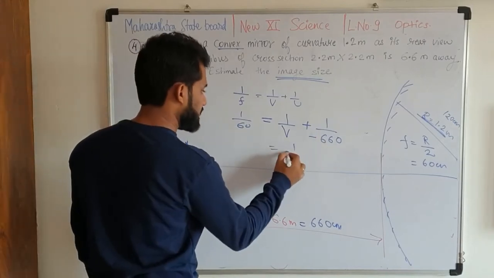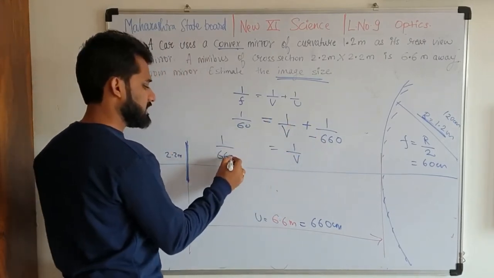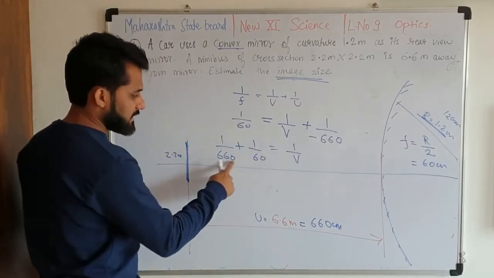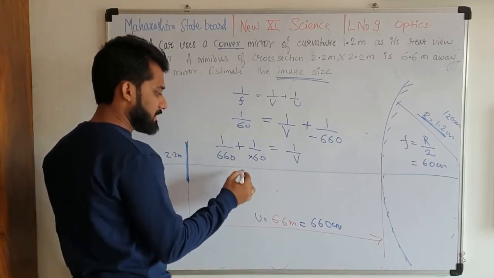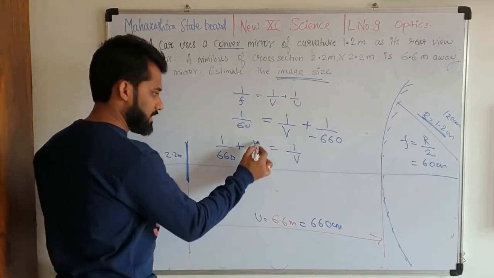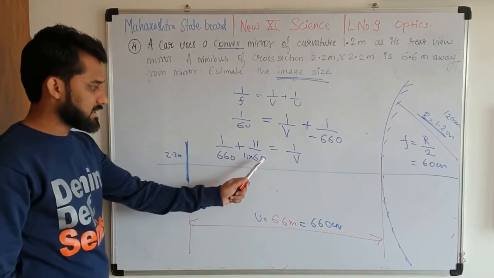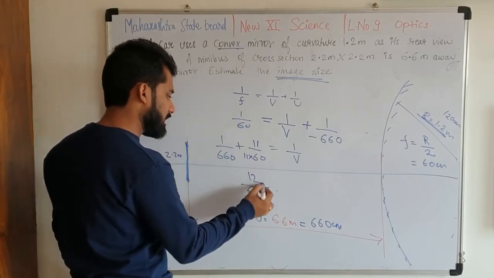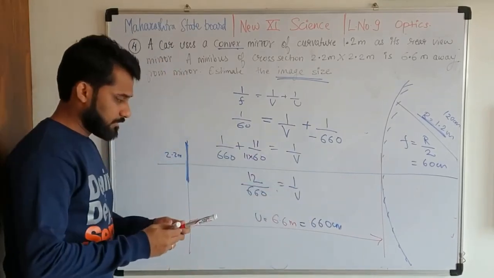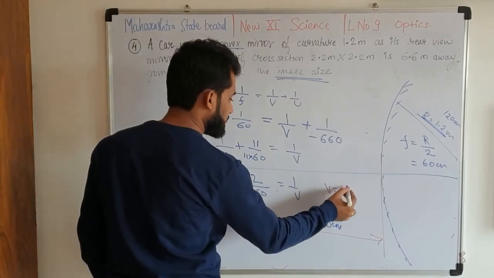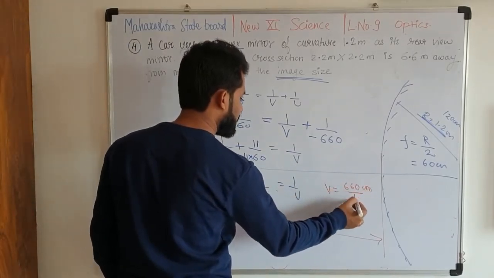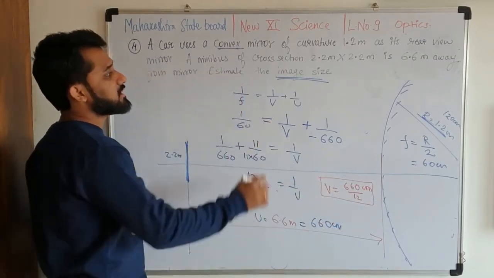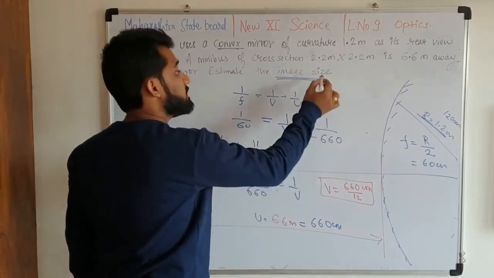After solving this equation, 1 by V will be 1 by 660. This will become positive if it comes on the left side, plus 60. To solve this LCM is 660, obviously, I need to multiply it with 11. So 11 in numerator, 11 in denominator, this will become 660. Denominator is same, 660 upon this is 11 plus 1, 12 is 1 by V. So we get image position as 660 centimeters by 12. This is where the minibus ka image is going to form. But we are not interested where the image is going to form. We are interested in the image size.